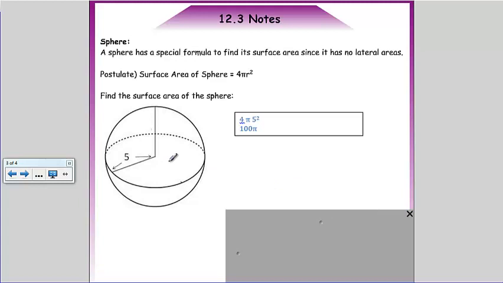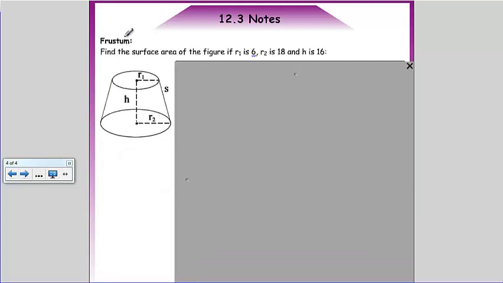And now we've been telling you in the beginning, we're going to do a complicated shape coming up last. The complicated shape is called a frustum. So we're going to find the surface area of the figure if the radius 1 is 6, so the top radius is 6. The radius 2 here is 18. So that one's 6, that one's 18. And the height is 16.